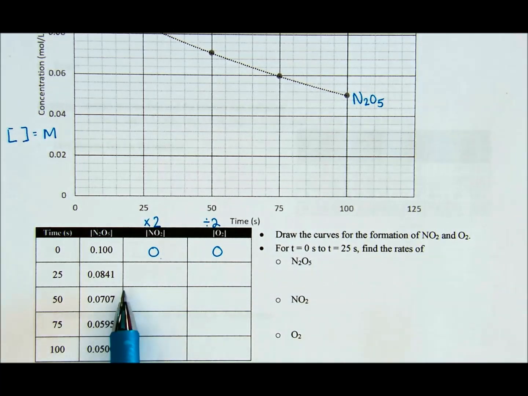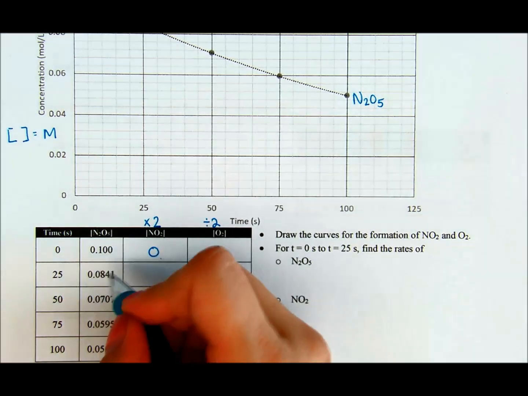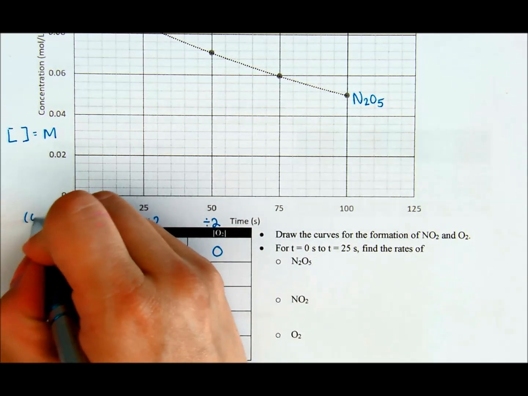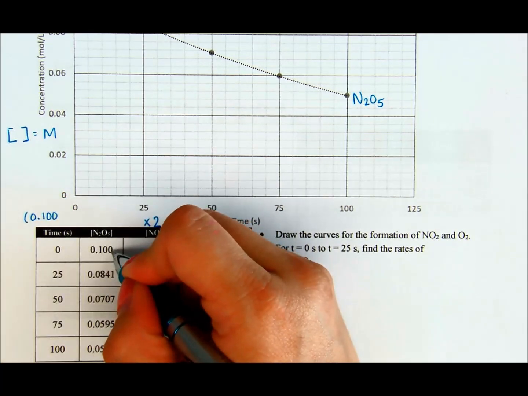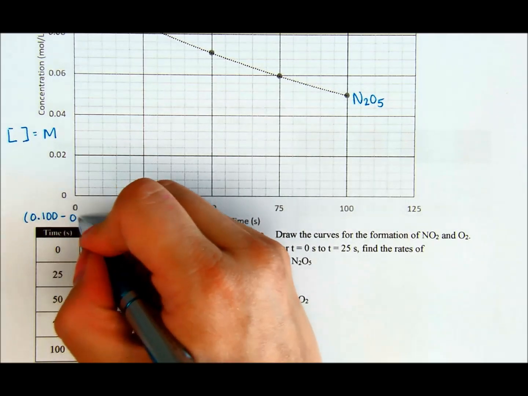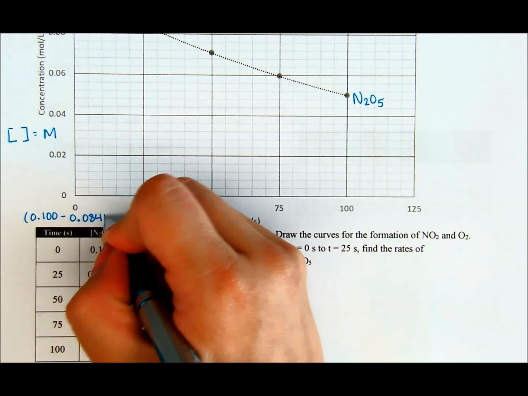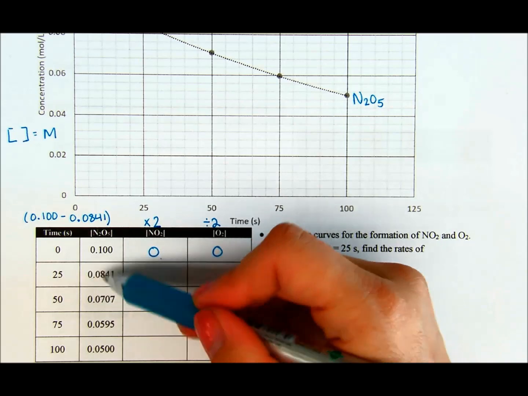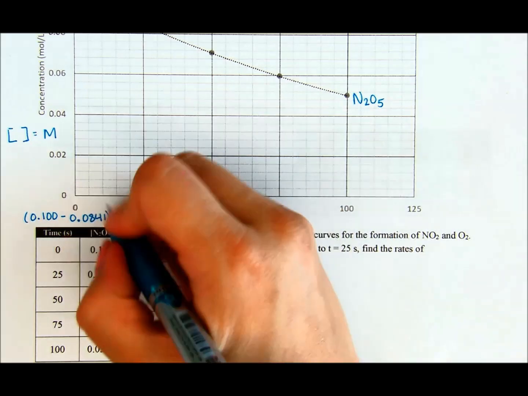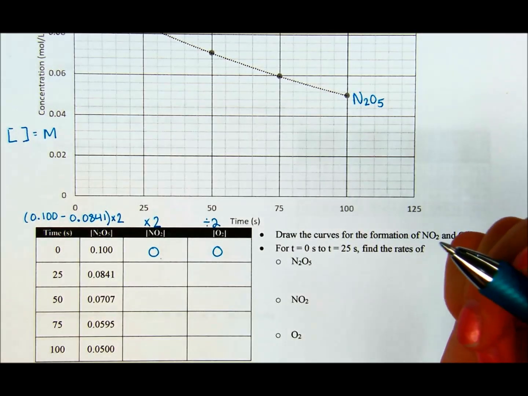Okay, so over here, let's take a look at the difference. To find the rate, we're basically looking at the change in something, in this case the change in concentration, over the change in time. So to figure out our first change, I'm going to take my original 0.100 concentration of N2O5, and subtract what we're at after 25 seconds, so minus 0.0841. That's going to be my difference here. But remember that your NO2 is going to be appearing at twice the rate that N2O5 disappears. So I'm going to take this whole quantity and multiply that by 2.